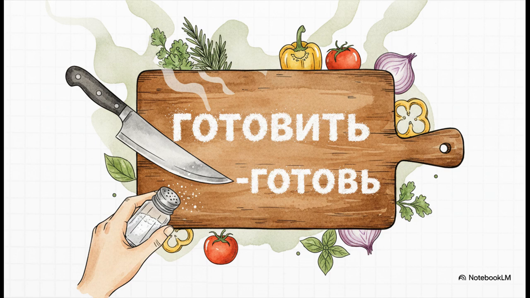Okay, one more, just for practice. The verb to cook or to prepare is gotovit. Let's say it slow, gotovit. And the command form is gotov. Go ahead, you try. See? You're totally getting this. That's the main pattern right there.